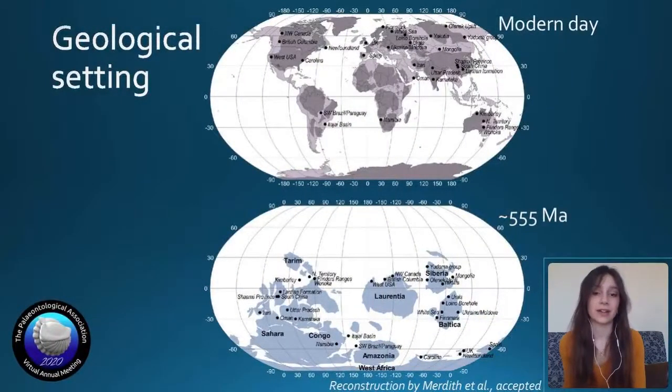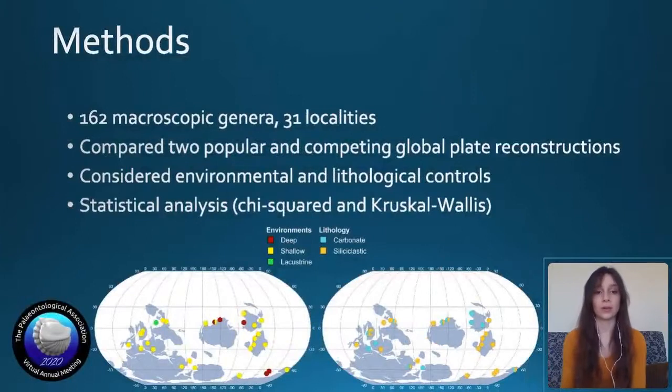So the Ediacaran looks a little bit different to how it does today. On the modern map at the top, I've shaded the Precambrian crust, and on the lower map, I've highlighted where this crust is thought to have been during the Ediacaran. However, Precambrian paleogeographic reconstructions are highly debated, especially with the positioning of Laurentia, Siberia, and Baltica. So we compiled a comprehensive database from the literature, including of macroscopic taxa and where they're found across 31 localities around the world.